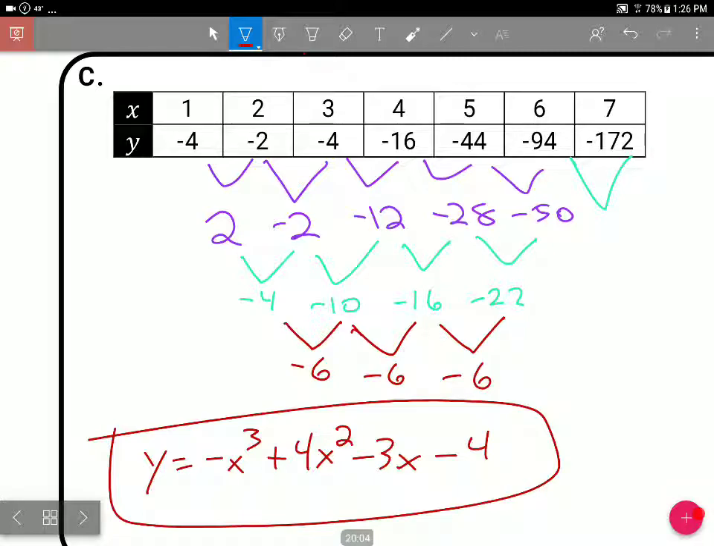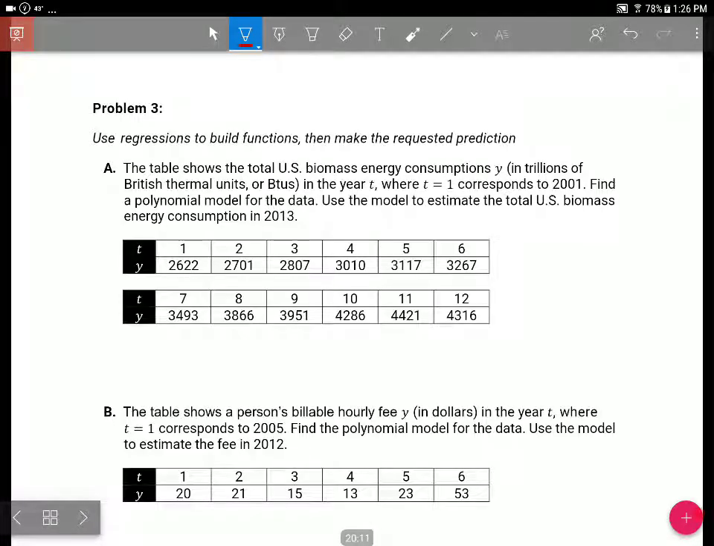All right. Any questions on this at all? Anything you want to go over? I know this is easy. I got one more I want to do with you, and we will stop. All right. Turn the page. Use regressions to build functions to make a requested prediction. I can't read. All right.